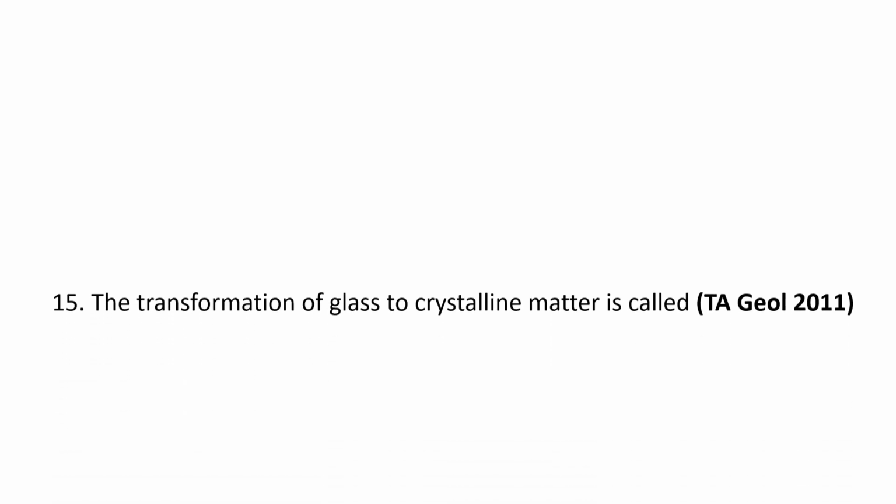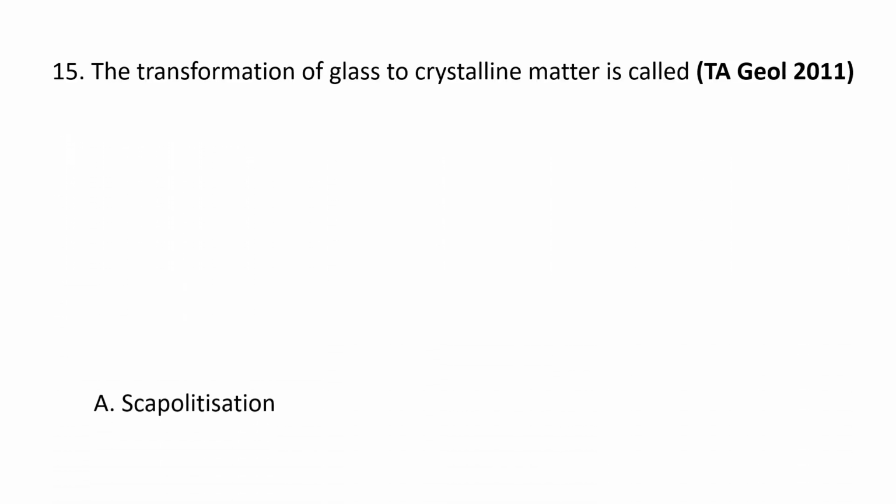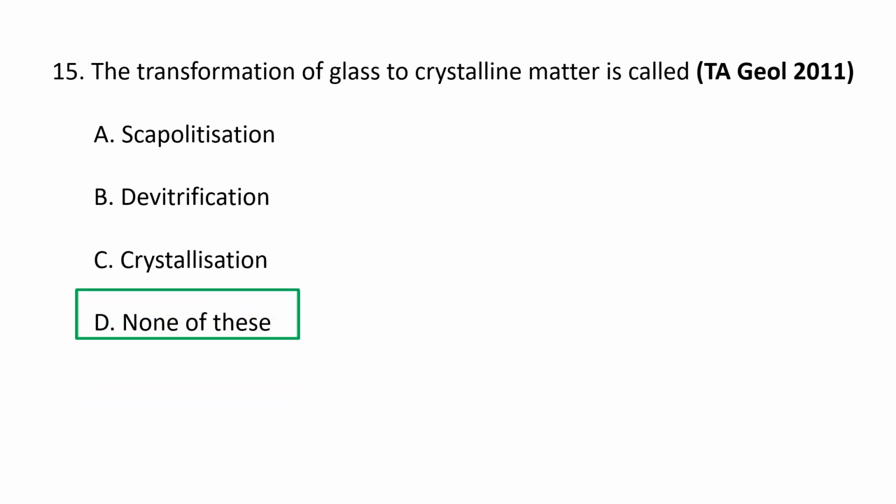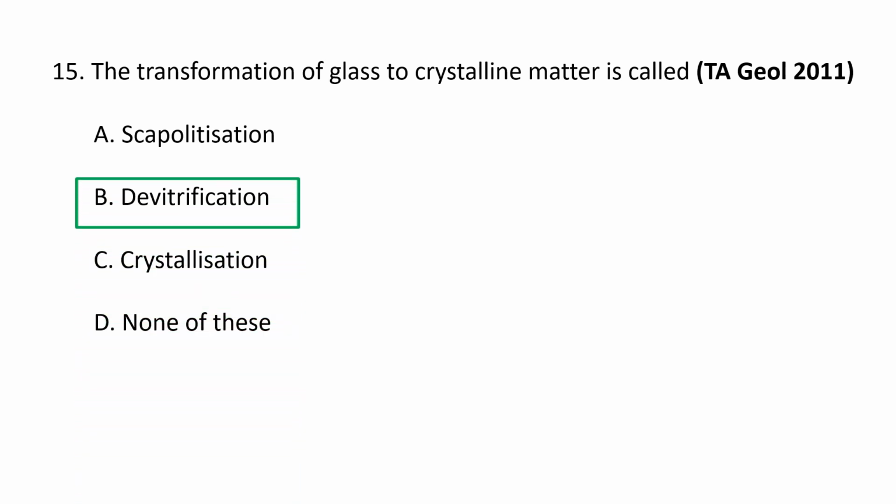Next question. The transformation of glass to crystalline matter is called A. Scapolitization, B. Devitrification, C. Crystallization, and D. None of this. The transformation of glass into crystalline matter is called devitrification. Devitrification is a slow process that occurs when glass loses its glassy properties and becomes crystalline.